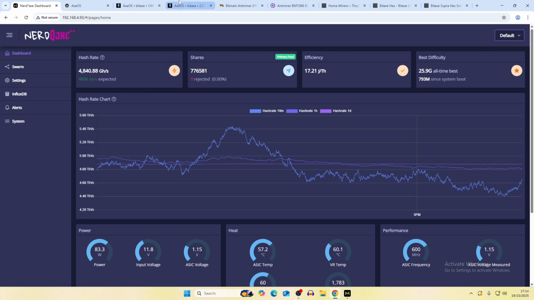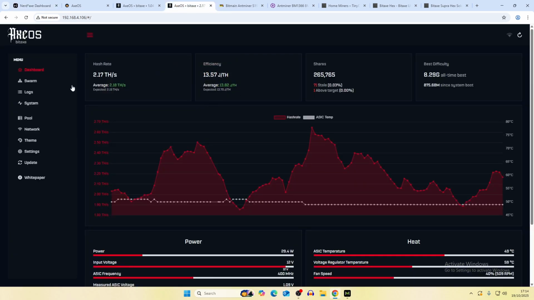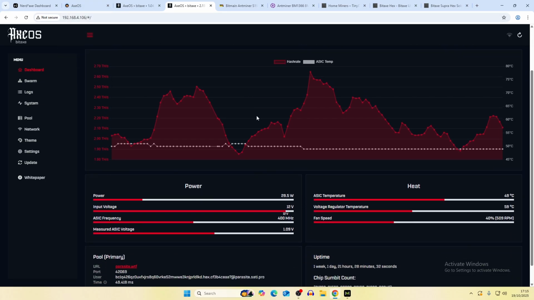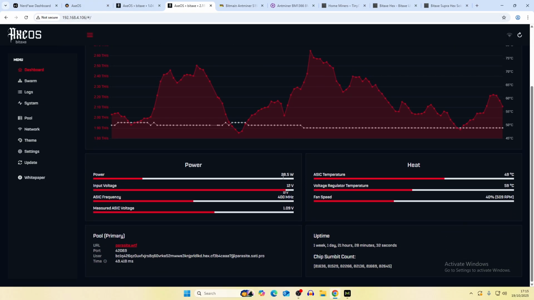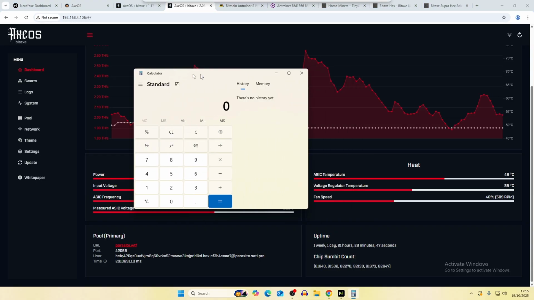We never really dip into this range that we see on the Bitaxe Hex. So I think there's definitely something going on. The first thing that I would probably rule out is the power consumption. So are we actually pulling that amount of watts? Which I don't know if it aligns or not.